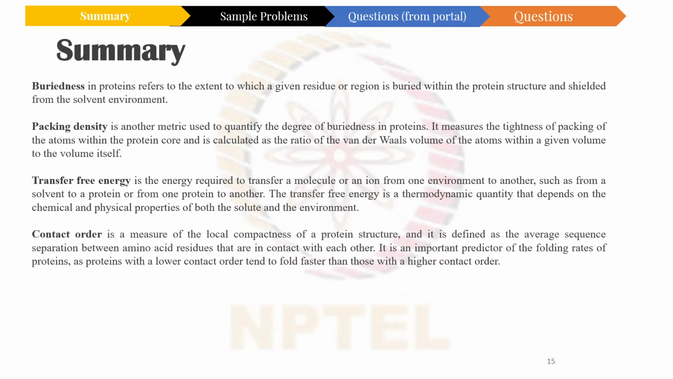Next is the contact order, which is a measure of the local compactness of a protein structure, and it is defined as the average sequence separation between amino acid residues that are in contact with each other. It is an important predictor of the folding rates of proteins.